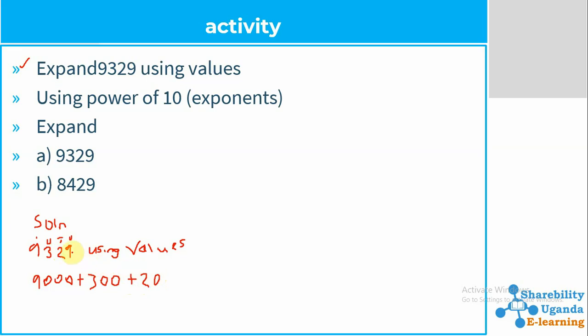Then we come back here and say our 9 is in ones. When our number is in 1, we just write that number, which is 9. When you do it in this way, representing their values, the 9 which is in 1,000 gives 9,000, the 3 which is in 100 gives 300, our 2 which is in tens gives 2 tens, and our 9 which is in ones is 9.